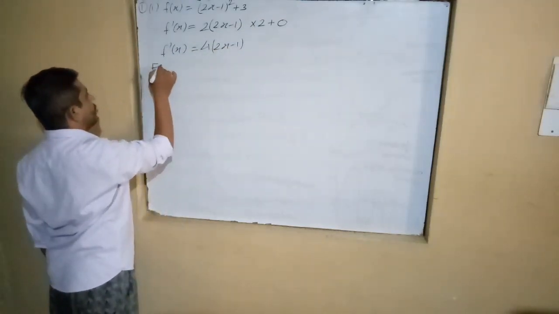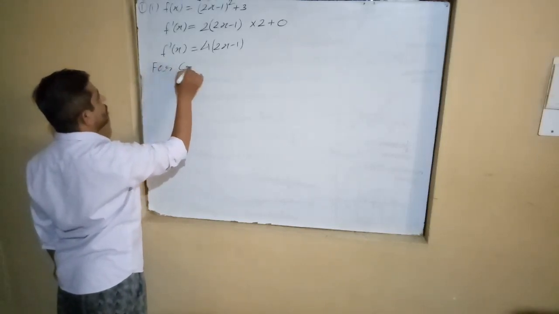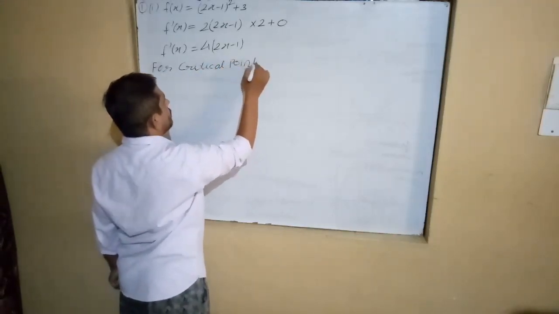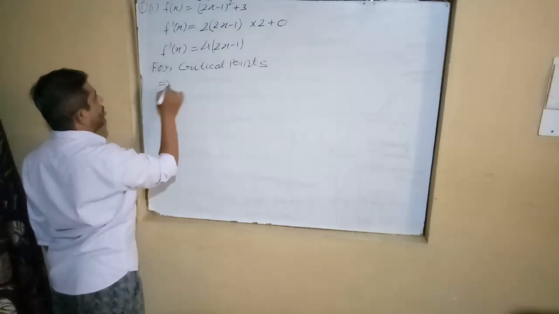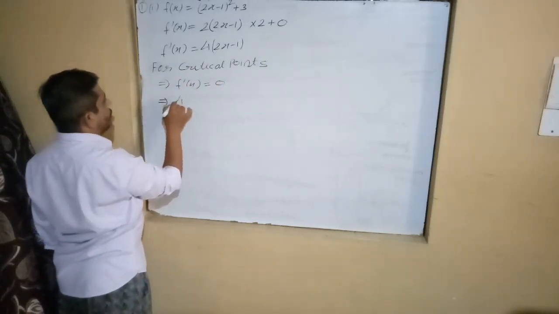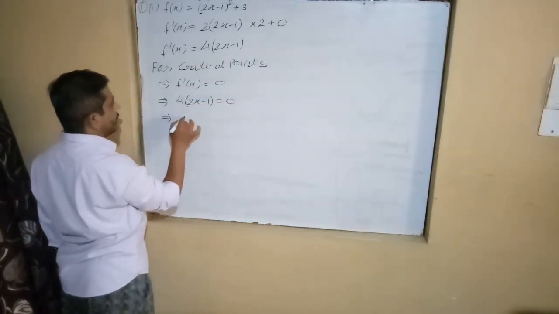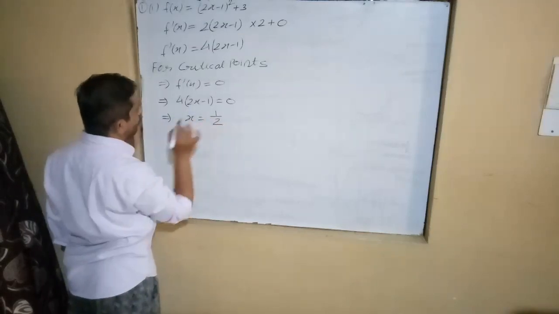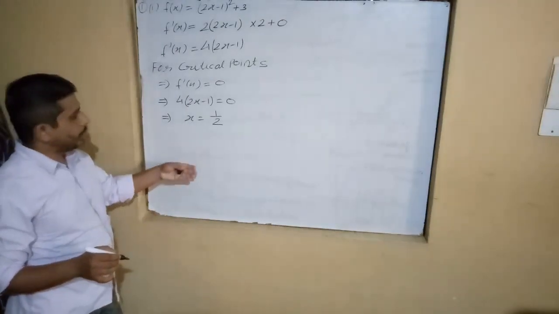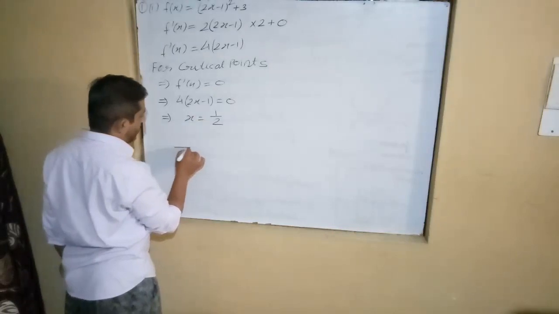Then for critical points, f'(x) will be 0. So 4 into (2x - 1) is equal to 0. So the value of x will come 1 by 2. Now, it's our choice. We can apply here the second derivative test or the first derivative test. So right now we apply the first derivative test.